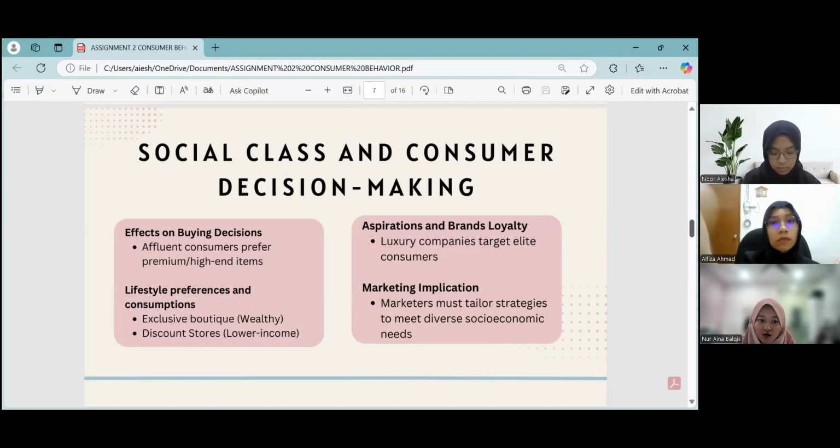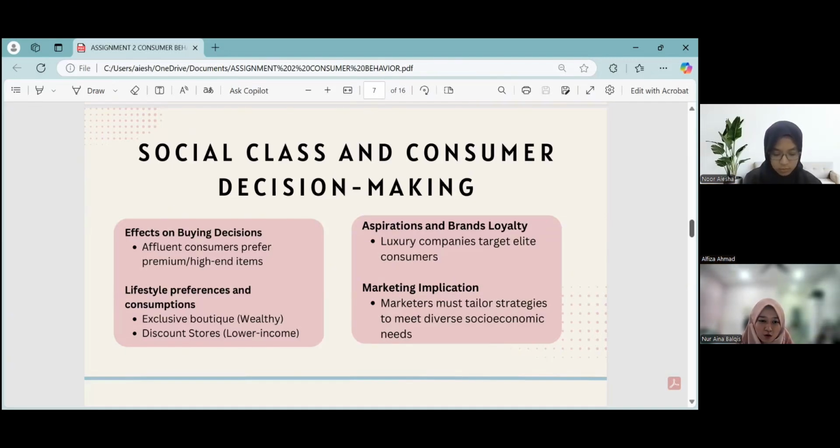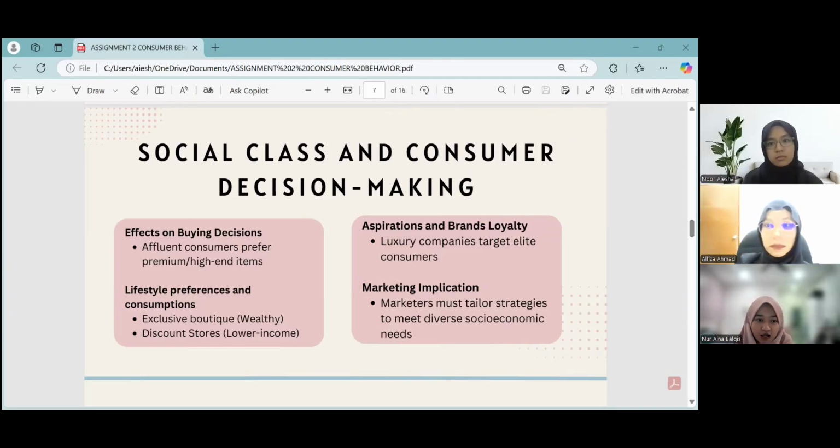Social class strongly influences where people shop and what they buy. Lower income consumers often frequent discount stores or local markets, emphasizing basic needs and survival. Meanwhile, the wealthy typically shop at exclusive boutiques or premium online stores, showcasing their ability to afford luxury and exclusivity. This reflects their broader lifestyle and preference.